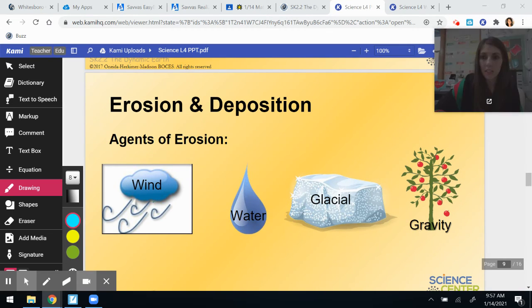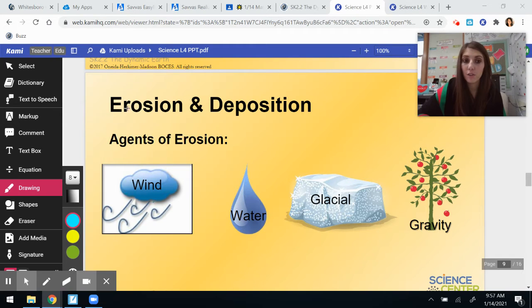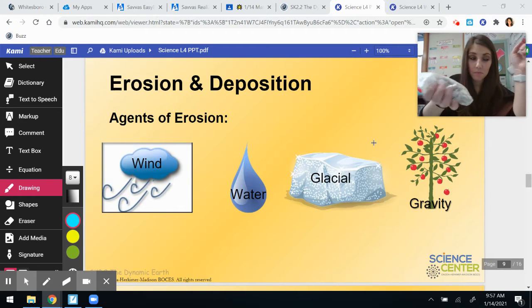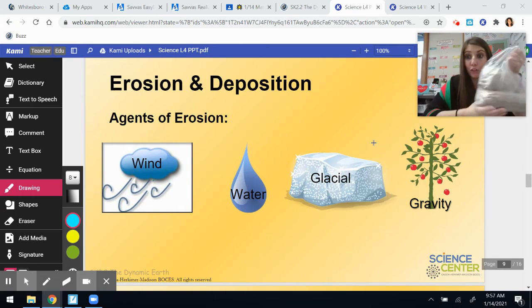So the first agent of erosion is wind. Wind is the first way that sediment can move from place to place. Think about a really windy day, or a big storm, or a tornado. Tornadoes have a lot of wind, or even just a windy day. Wind can pick up pebbles like this. It could pick up sand for sure.